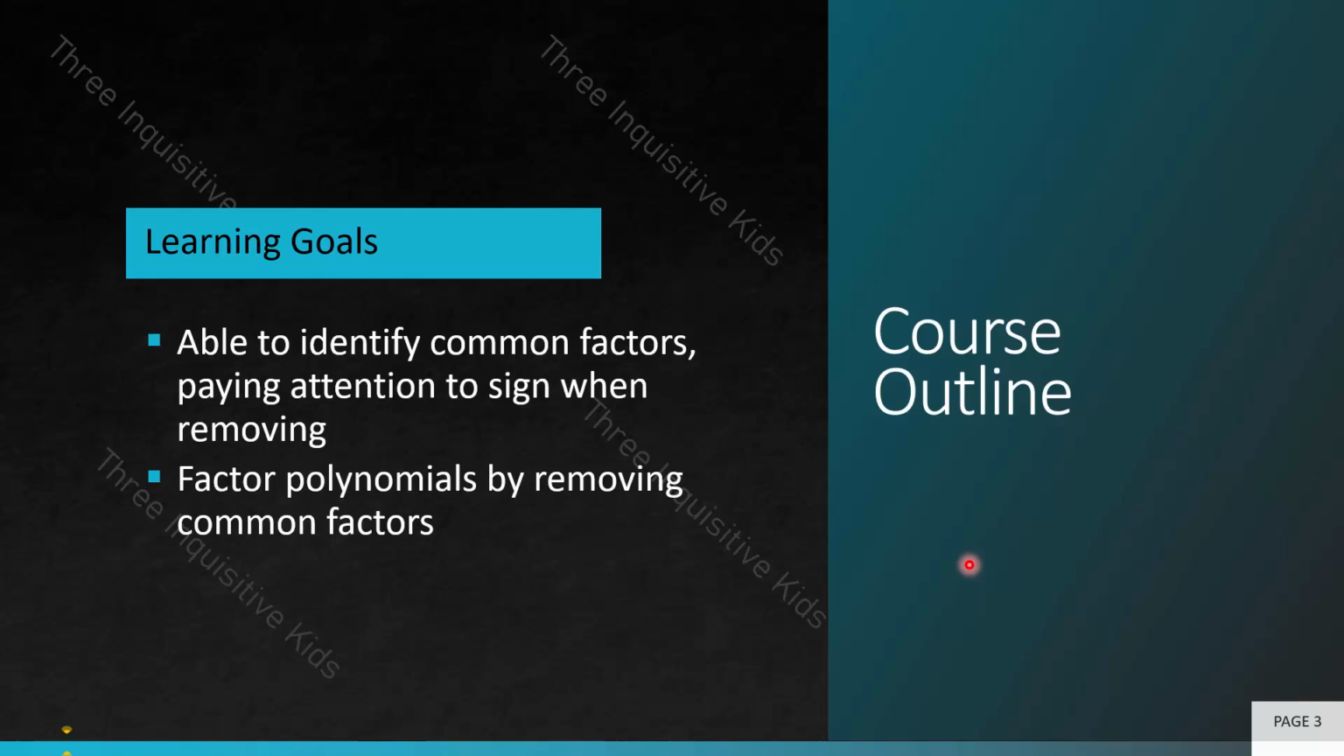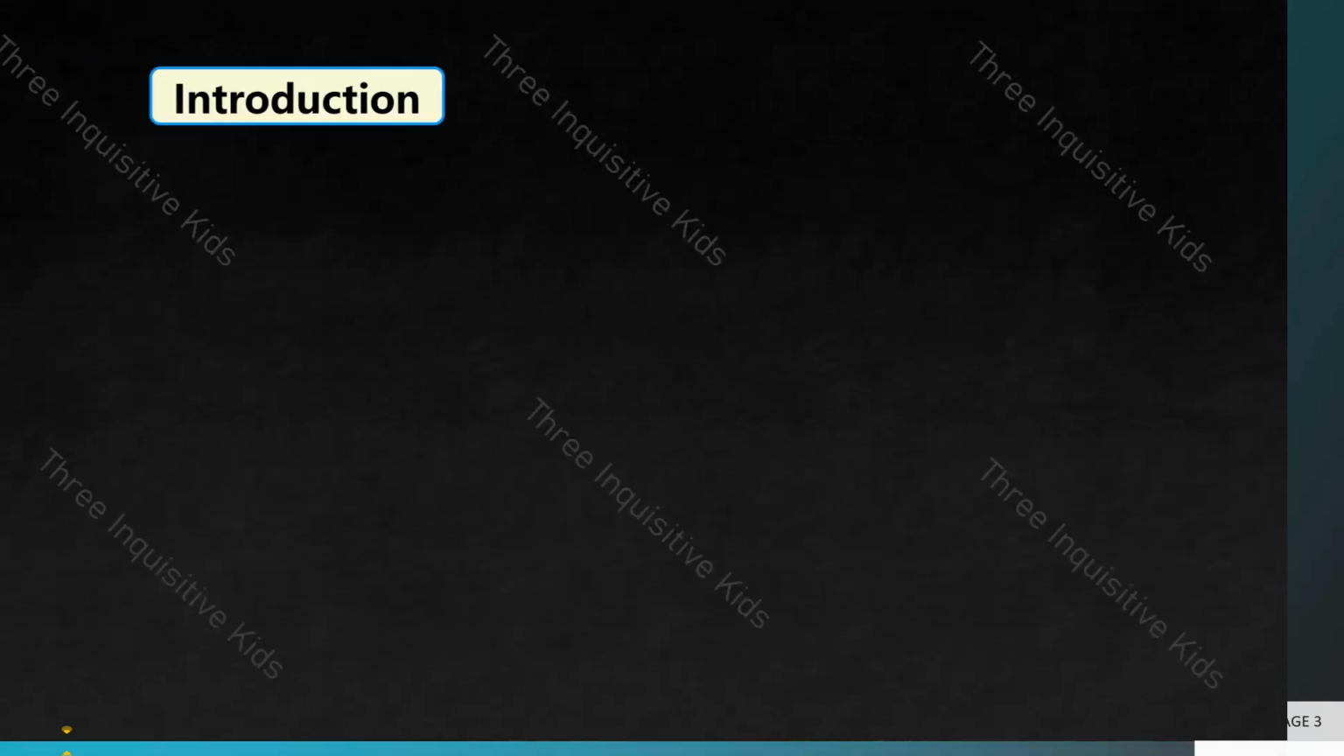Anyways, here are our learning goals. 1, be able to identify common factors, paying attention to sign when removing. The sign is whether a term is positive or negative. And 2, factor polynomials by removing common factors.